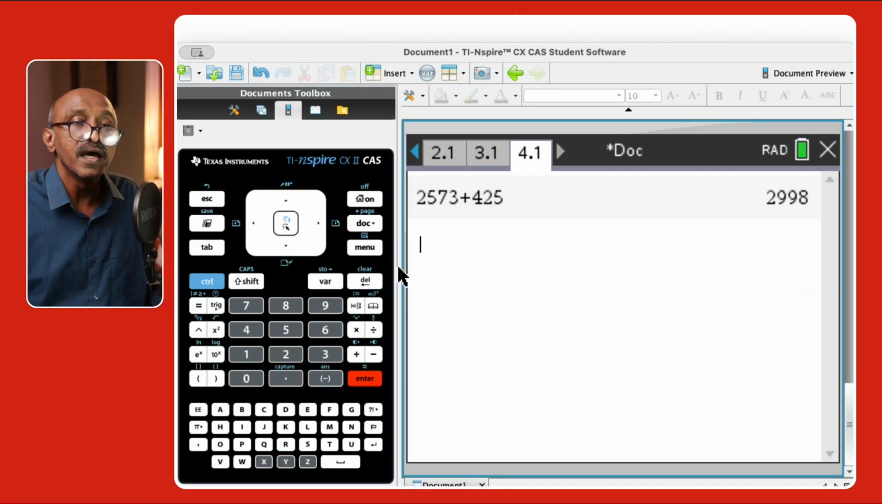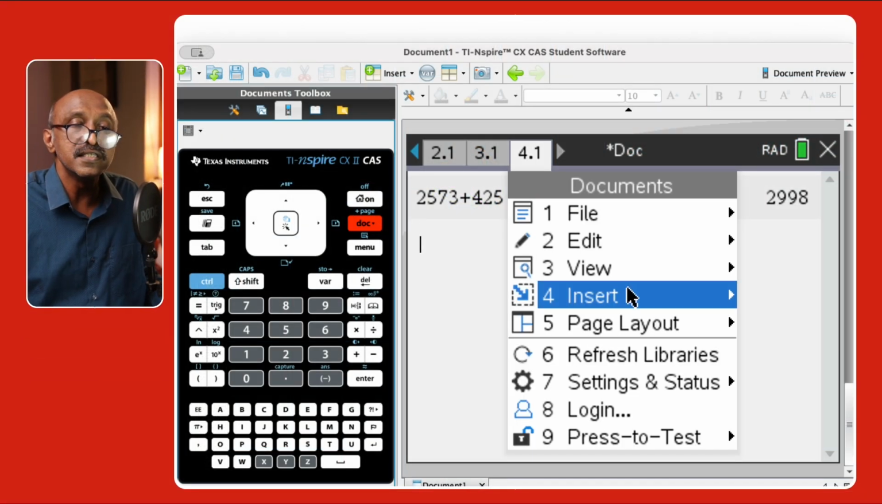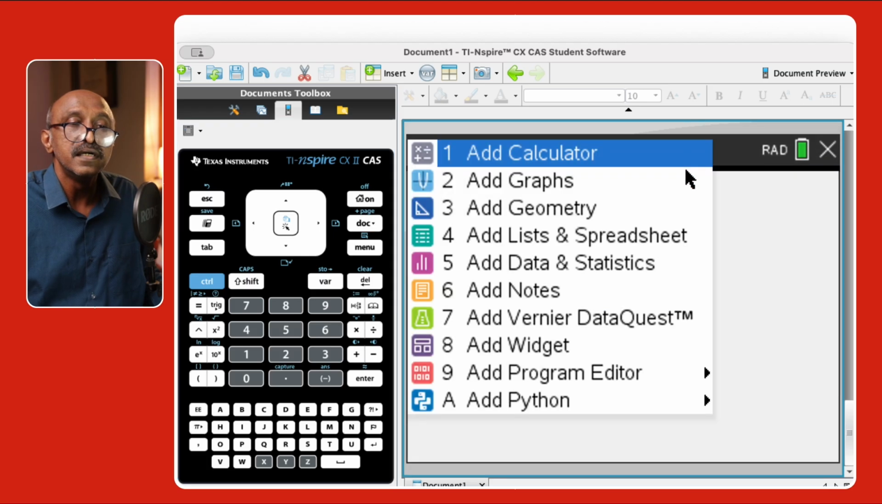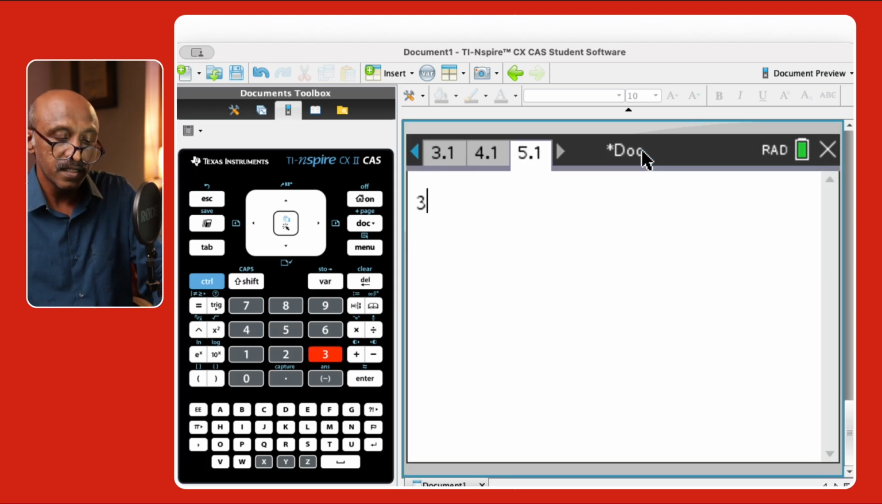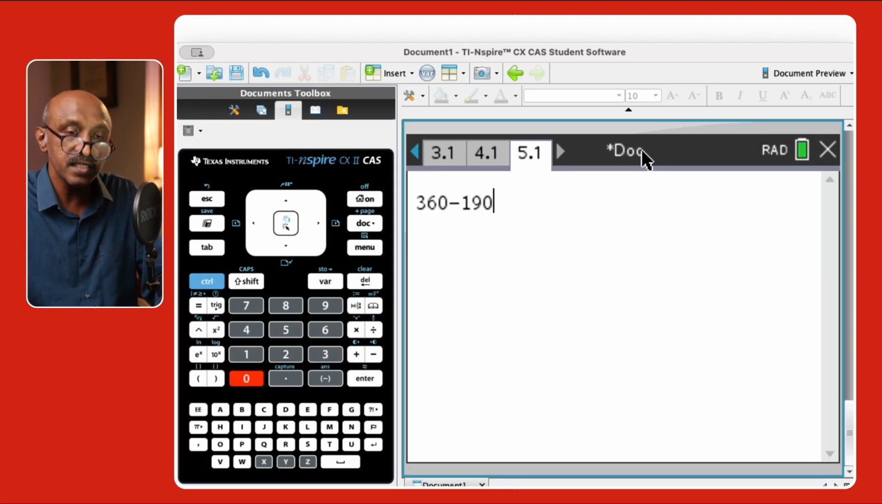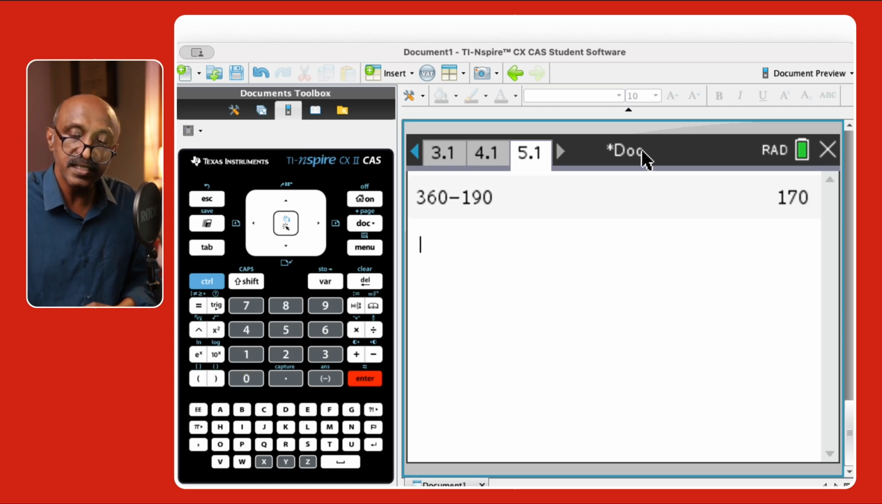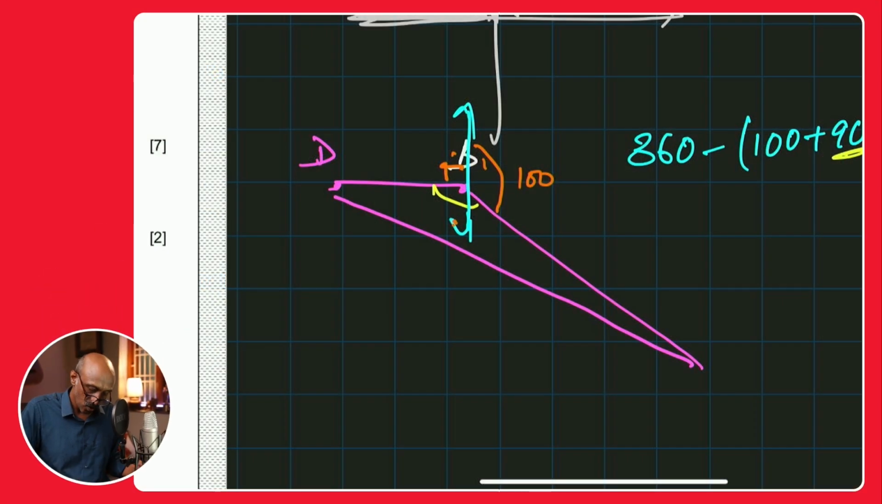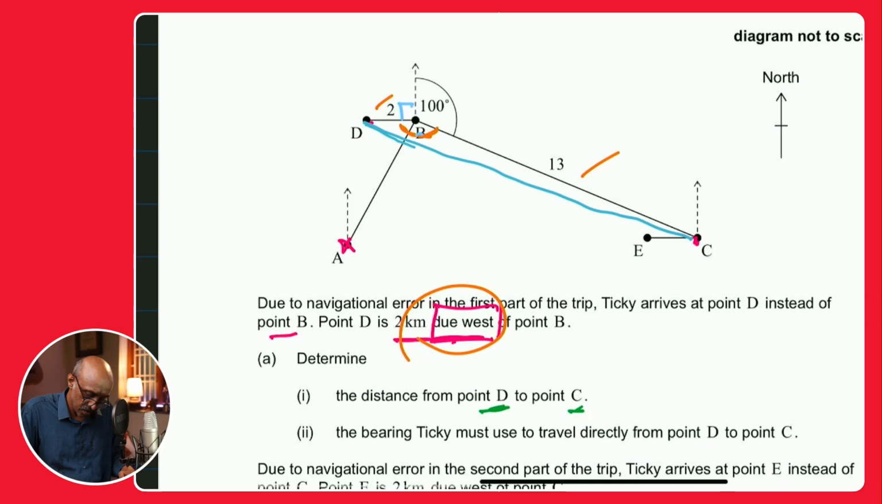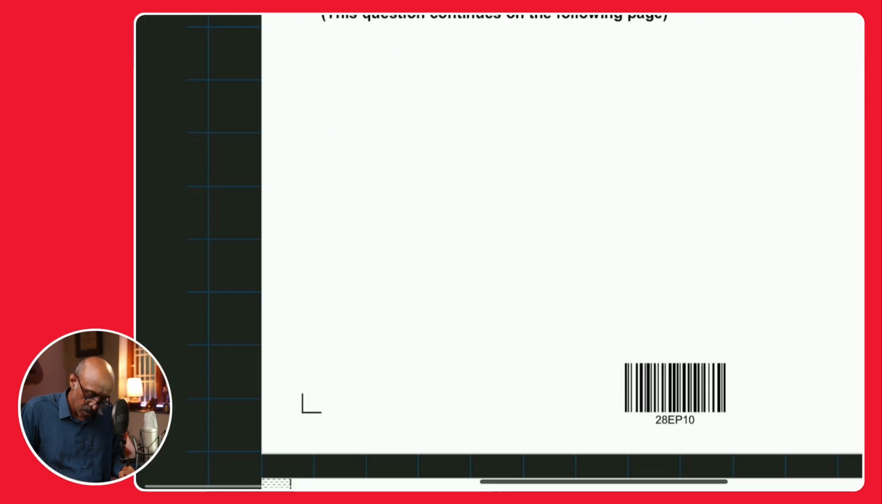So here we go, and again, let's just insert a new problem, and a calculator, and 360 minus 190, what do we get? We have 170. Let's come back. So I'm just going to write here, angle DBC is 170 degrees, okay? 170, is that right? Okay, 170 as we mentioned here.